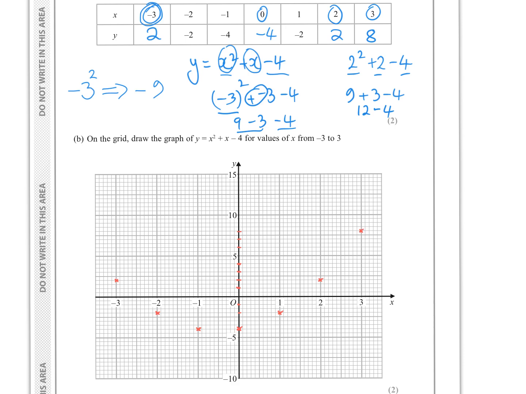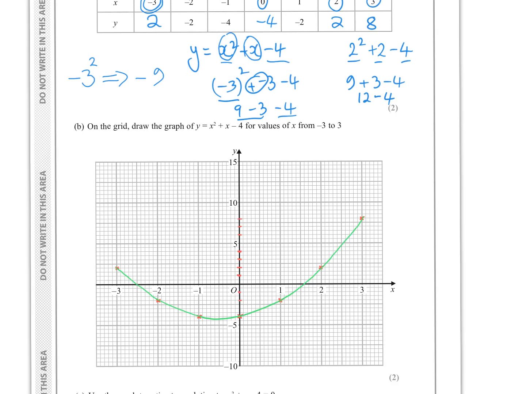And then we're going to join these points up. If I was in an exam, I would turn the page upside down and always join the crosses up underneath the curve. You get a better flow. So I'm going to do that now. Let's have a look what we get. So that would be the graph between -3 and 3 on the x-axis. Let's see what the next part of the question says.